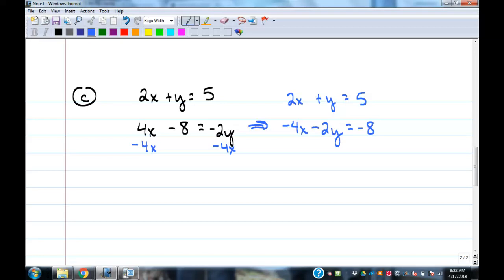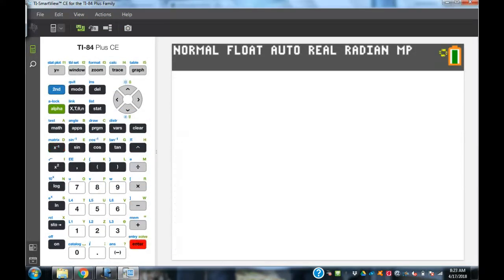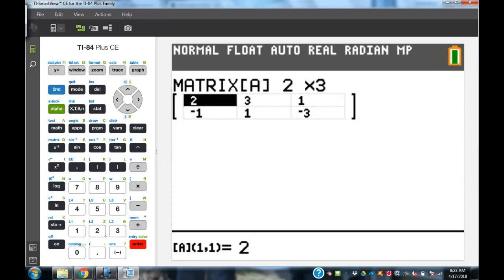Is it ready? All right. Put that thing in the matrix: 2, 1, 5, -4, -2, -8. RREF. Second matrix. Edit. Use the same one again. 2, 1, 5, -4, -2, -8.